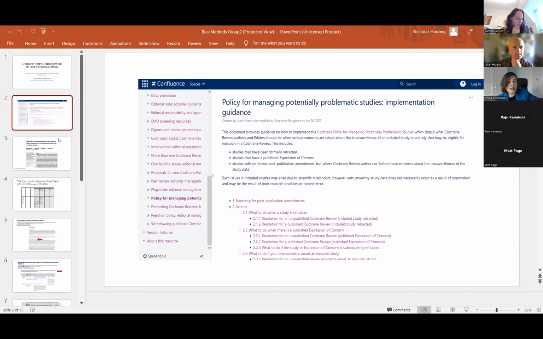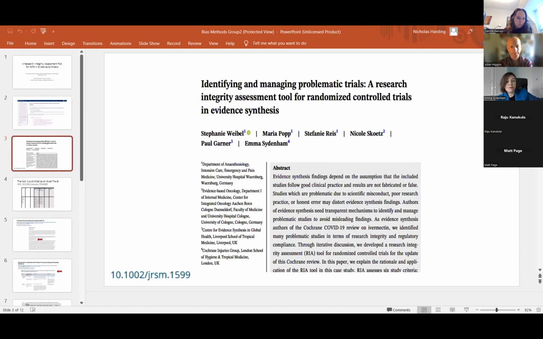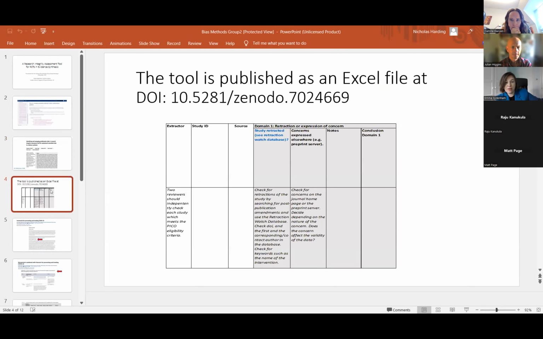So the research integrity tool, which is described in this publication, is available for download as an Excel file on the Zenodo platform. This is just a little snip of it. And the tool should be completed as a part of the study selection process and then published alongside the review.